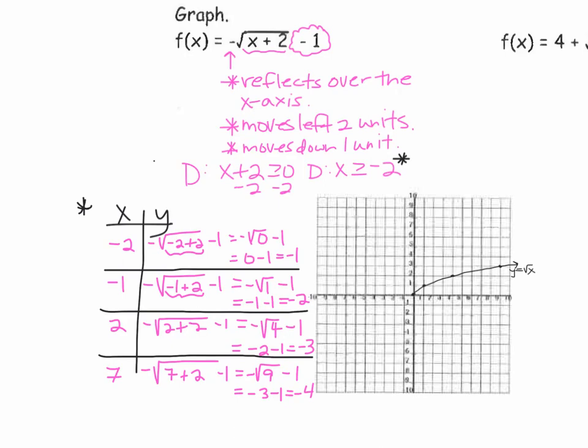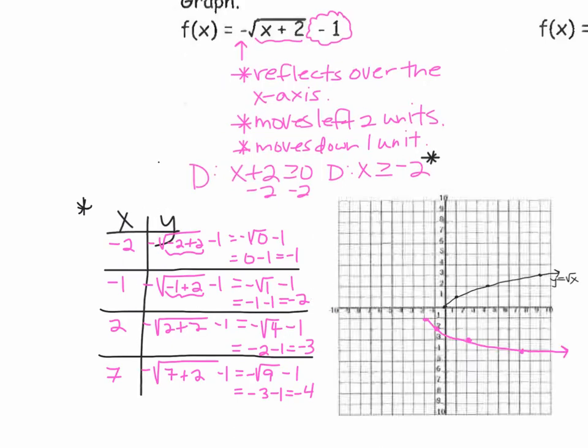See if it does all the things we said it was going to. So what I did was I plotted (-2, -1), (-1, -2), (2, -3), and (7, -4). And then I connected from that first point all the way to the edge on the right-hand side. So notice it didn't really stretch it or compress it, so it's the same shape as the parent function. It didn't get bigger or smaller, but it did reflect over the x-axis because it's upside down. It did move 2 units to the left, and it did in fact move down 1 from where it started. So that would be the sketch of that transformation.